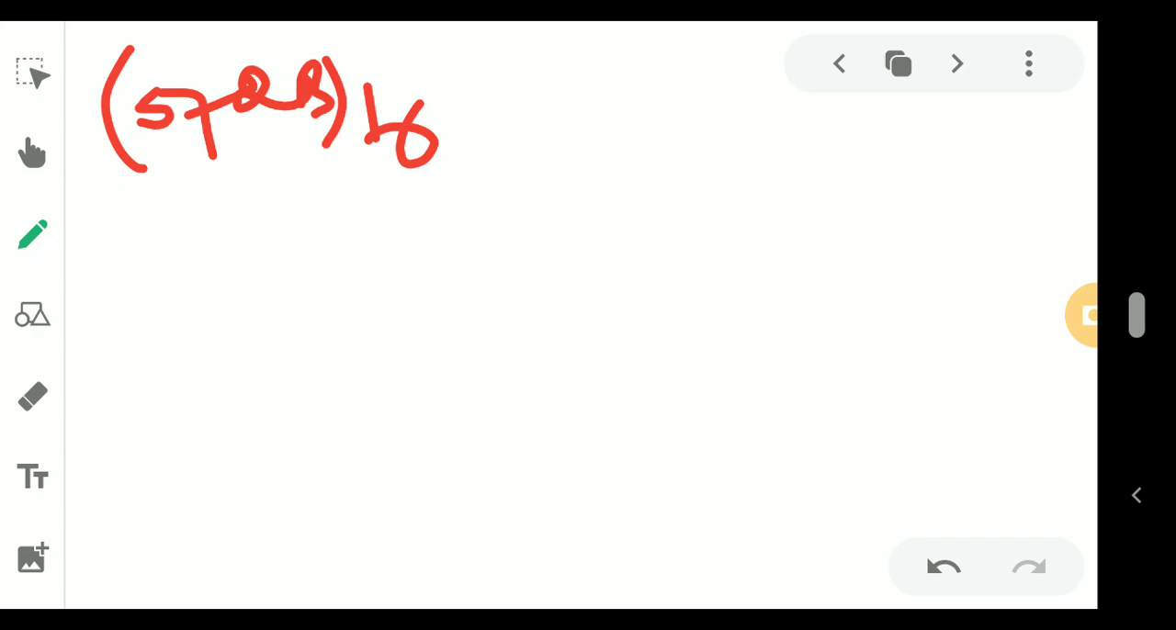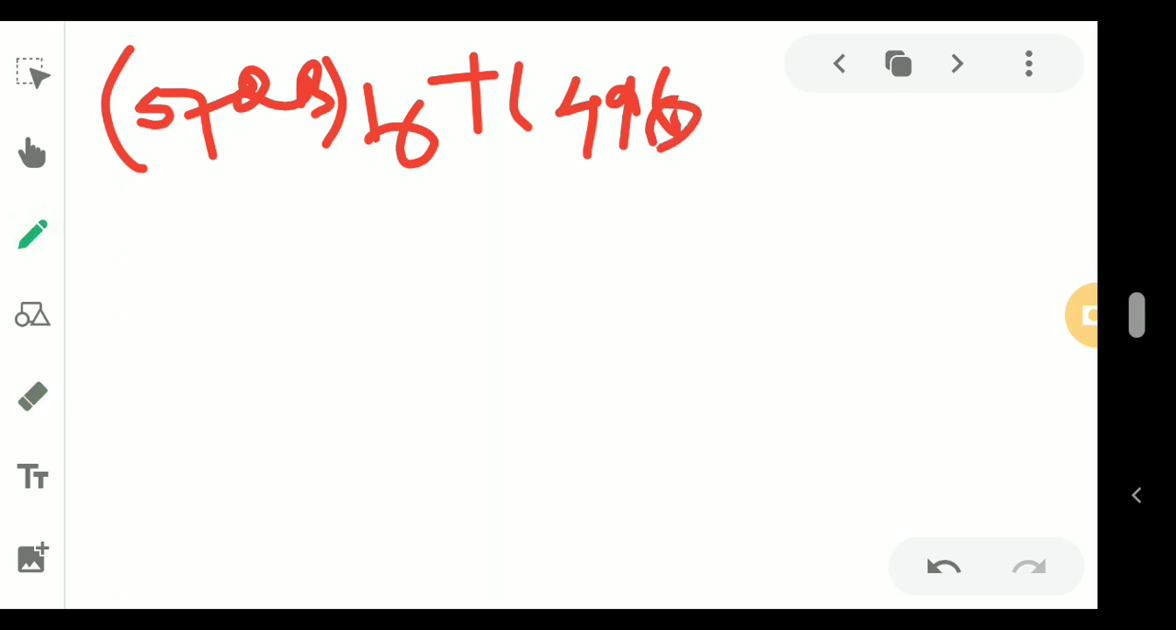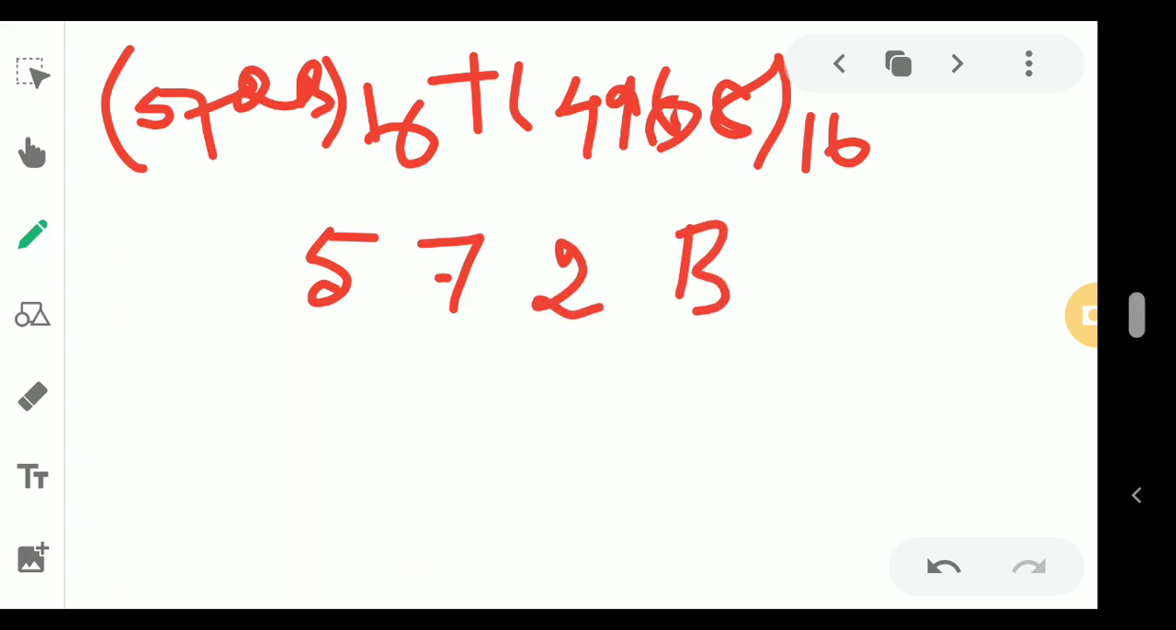Now I am moving to the next sum. That is 572B base 16, which we have to add with 4968 base 16. So let's start with that. We are placing the values, that is 572B and this is 8694.